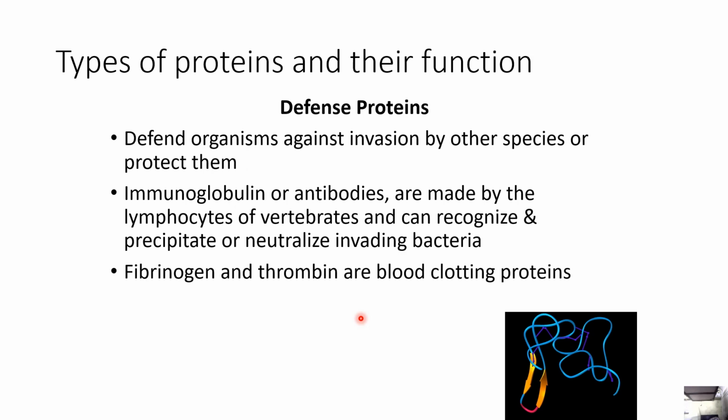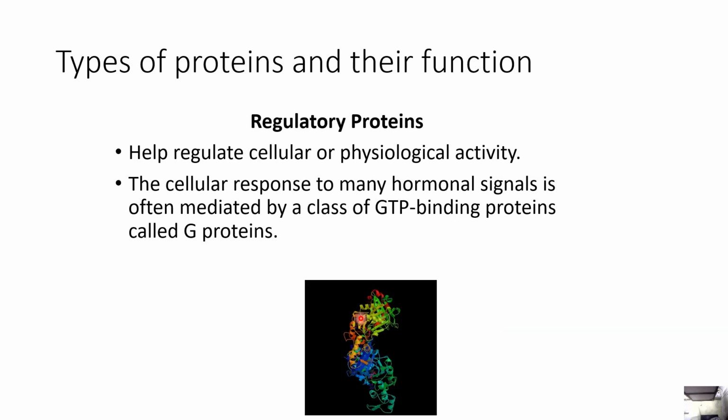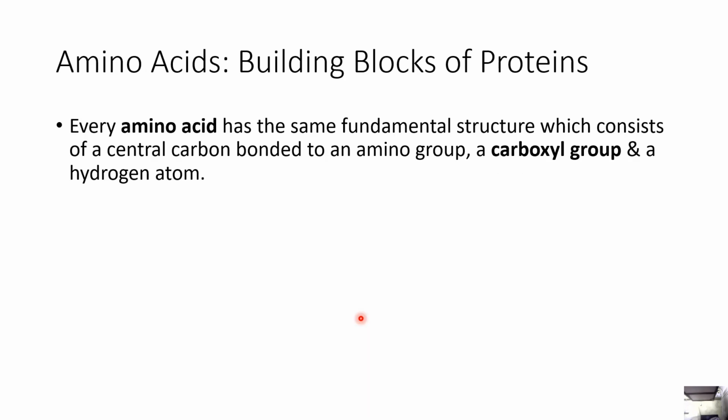Then we have defense proteins, which defend organisms against invasion by other species or protect them from injury. Immunoglobulins, or antibodies, are made by the lymphocytes of vertebrates and can recognize and precipitate or neutralize invading bacteria. Fibrinogen and thrombin are blood clotting proteins. Then we have regulatory proteins that help regulate cellular and physiological activity. Cellular response to many hormonal signals is often mediated by a class of GTP-binding proteins called G proteins.